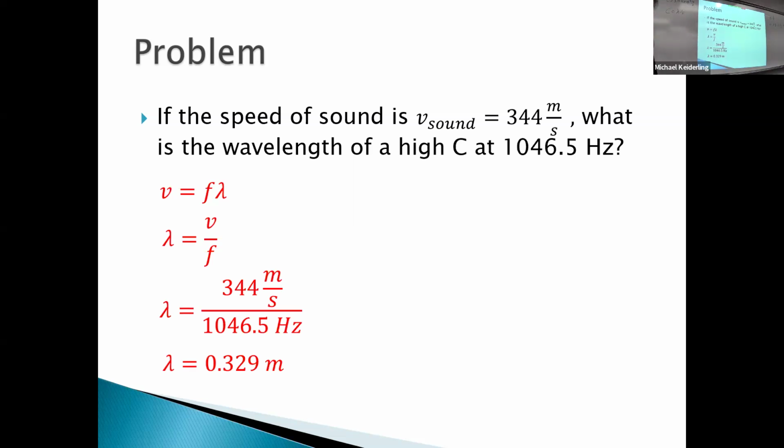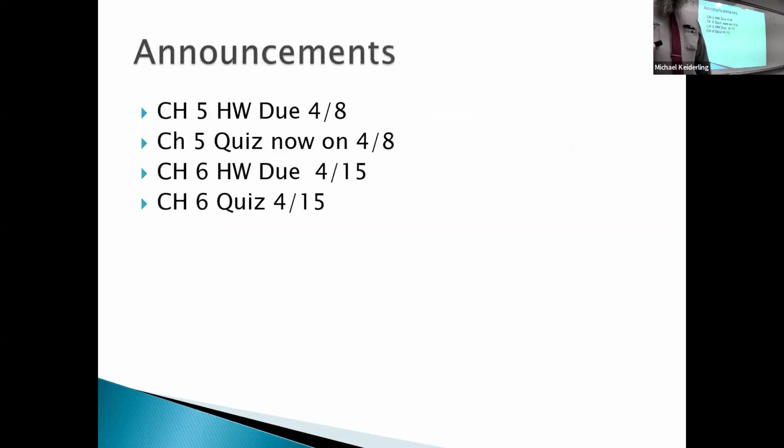And it turns out that if you made a high C in like a flute or some other woodwind instrument, it would need to be about a quarter of this length, because of how they work.